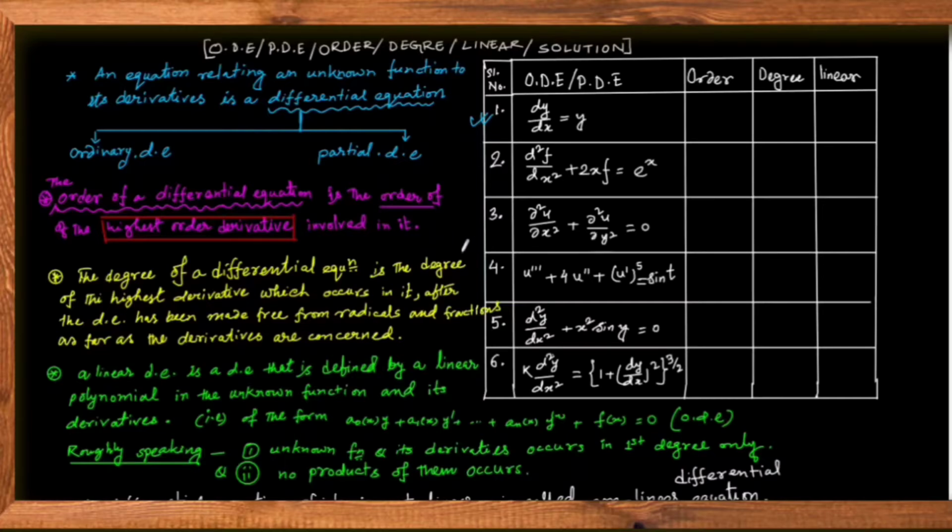Third equation, ∂²u/∂x² plus ∂²u/∂y², and this is a spatial equation. It is also a differential equation. Now differential equations are of two types. One, ordinary differential equation, and second one is the partial differential equation. An ordinary differential equation is a differential equation which involves only ordinary derivatives, and a partial differential equation involves only partial derivatives.